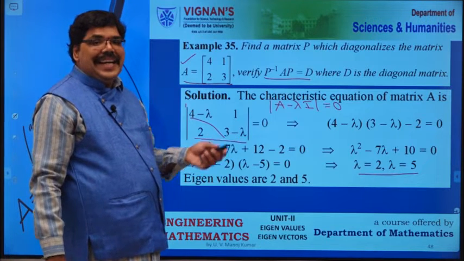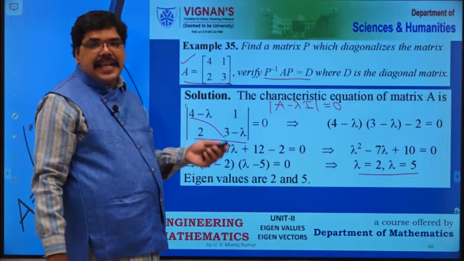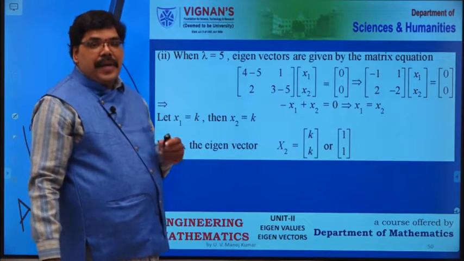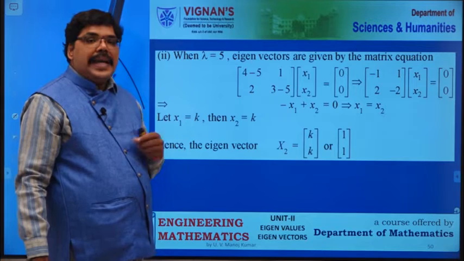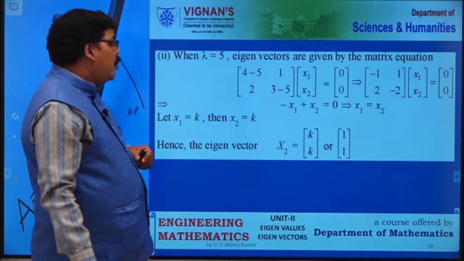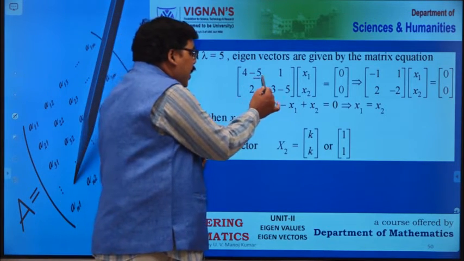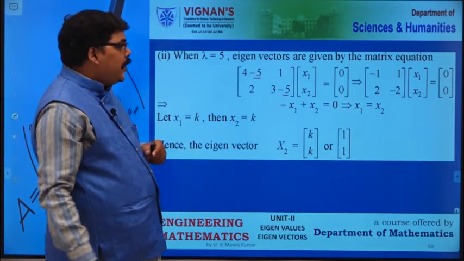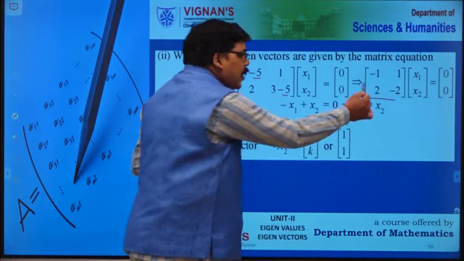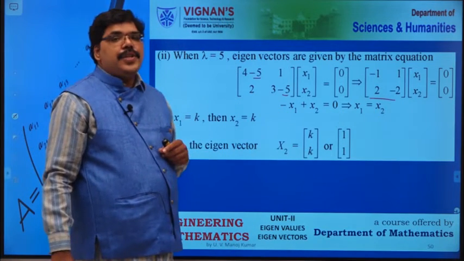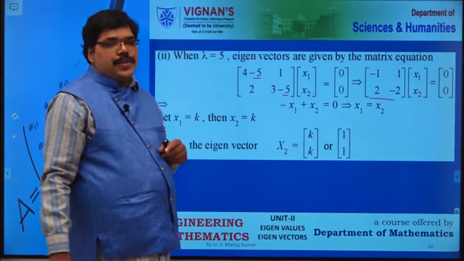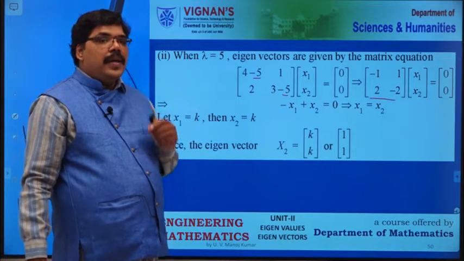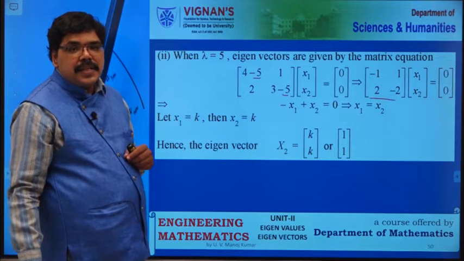for the second eigenvalue, what is the second eigenvalue? The second eigenvalue is lambda equals 5. So similarly, for lambda equals 5 also, we calculate the eigenvector. Here, in place of lambda, 5 is substituted and simplified. When we simplify, we get this equation. The matrix is reduced to minus 1, 1, 2, minus 2. Apply a suitable row operation and reduce it into echelon form.